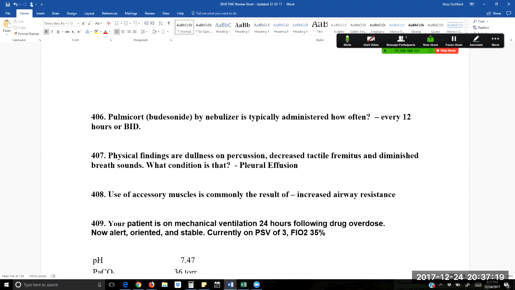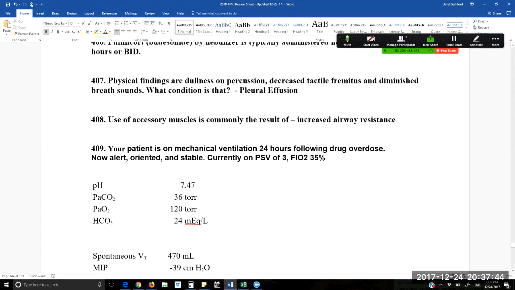Physical findings: dullness on percussion, decreased tactile fremitus, and diminished breath sounds. That combination goes with pleural effusion. So you could have a question where they say your patient has dullness on percussion, decreased tactile fremitus, and diminished breath sounds. What is that? Well, it's pleural effusion.